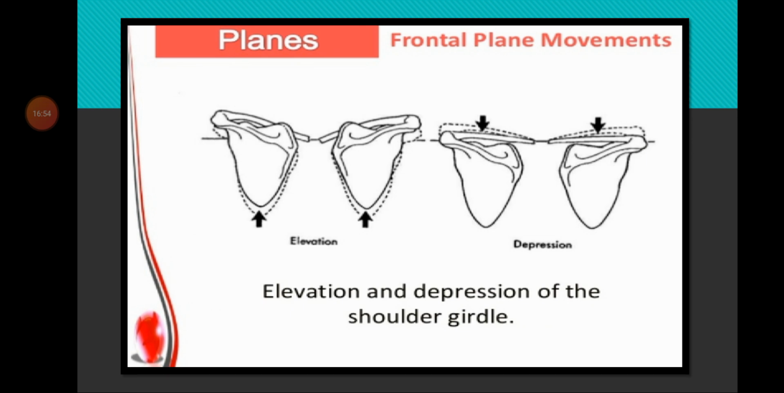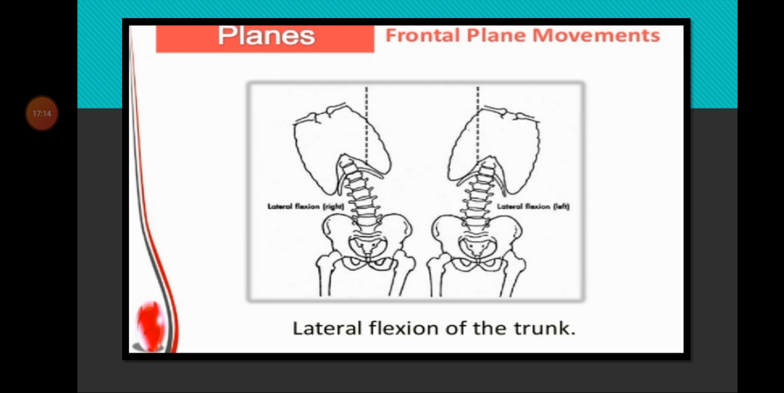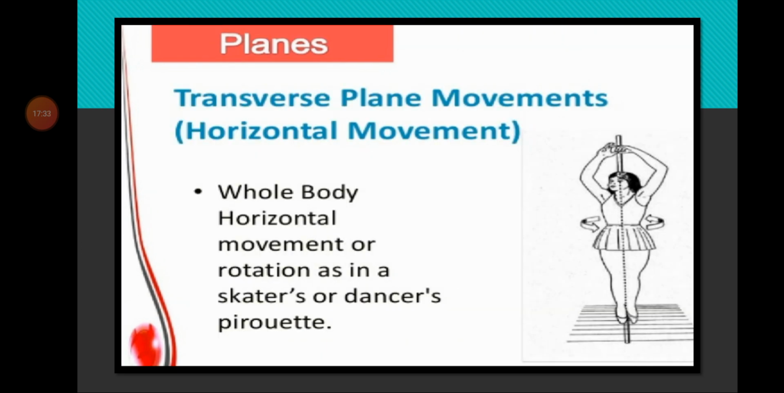The next one is the scapula. Elevation and depression of the shoulder girdle, or scapula, is also considered part of the frontal plane movements, that is, sideward movement. Then lateral flexion, as the picture illustrates, when the trunk moves either left or right, it is in lateral flexion. So that is part of the frontal plane movements.